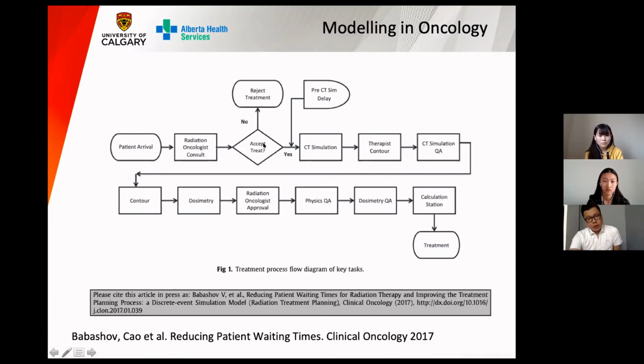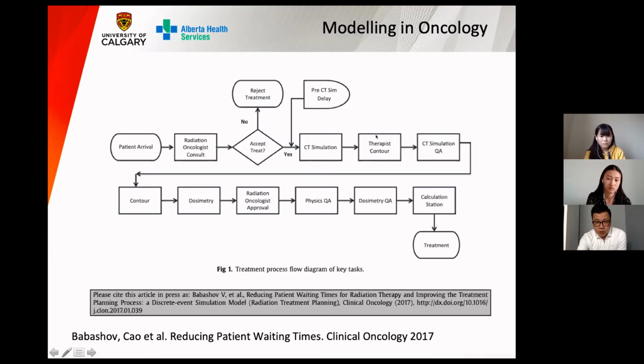And usually they do, but some of them do reject it, and then they're out of the system, out of the model. If they do accept treatment, they require a CT scan where we plan them in a certain position, and we plan their radiation treatment just for their unique scenario or reason for radiation.